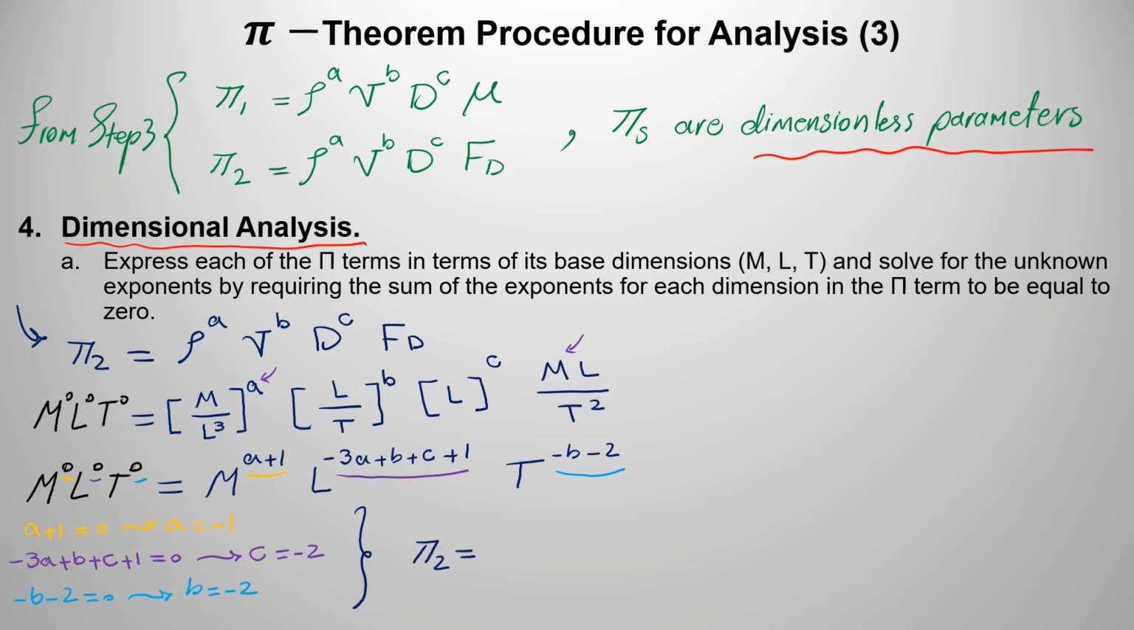would be equal to rho to the power a, and a is negative 1, times v to the power b, and b is negative 2. What else? D to the power c, and c is negative 2 as well, and eventually Fd. Right? So organizing this equation, it would be Fd over rho, velocity to the power 2, d to the power 2. This equation for pi 2 is very familiar to you, right? This equation is simply the drag coefficient, right? The dimensionless drag coefficient.